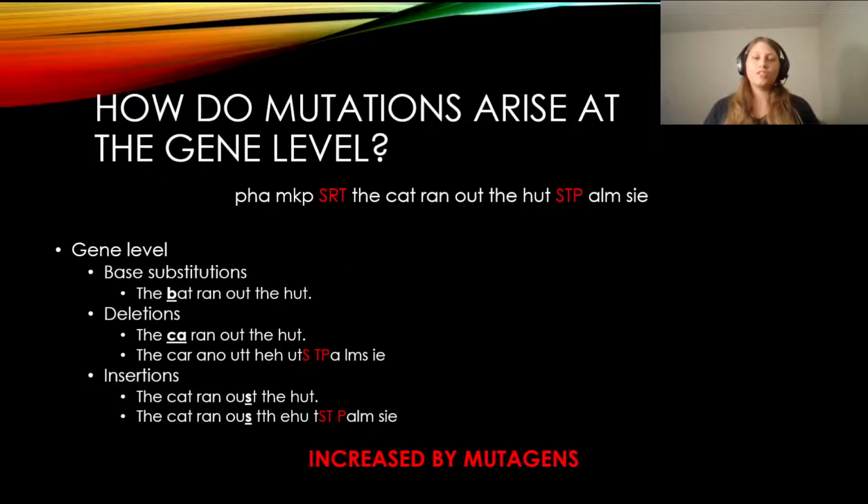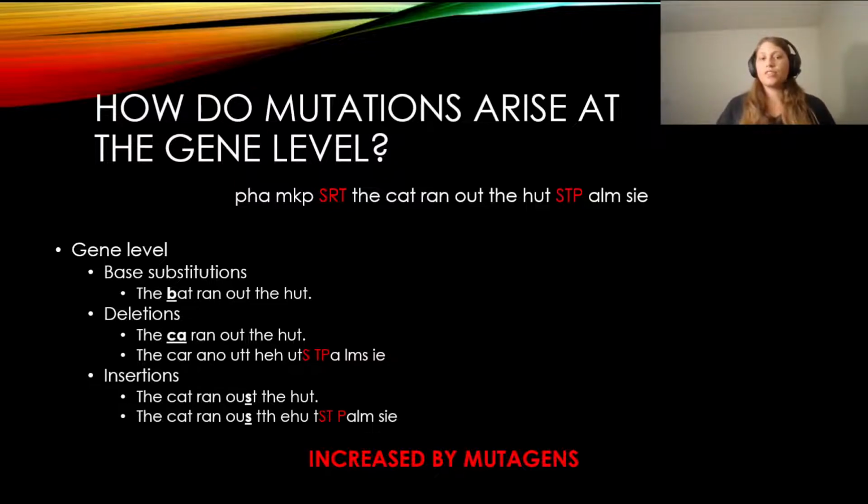So how do mutations arise at the genetic level? Well, here I have an example sentence made up of three-letter words. You might notice that there's nonsense at the beginning and nonsense at the end. This is intentional, as much DNA is made up in the same way. You also have an SRT and an STP. That first SRT is going to resemble our start codon. The second STP is going to represent our stop codon.